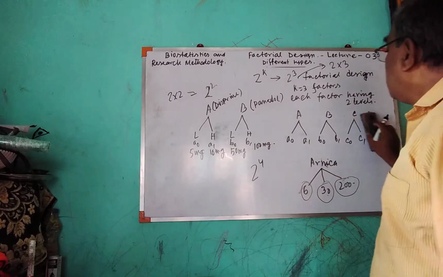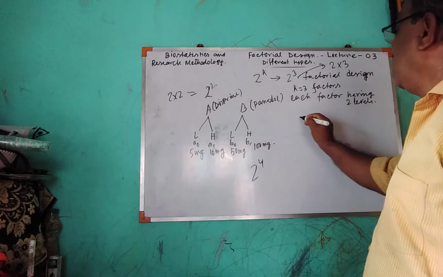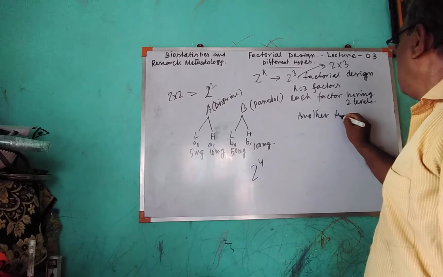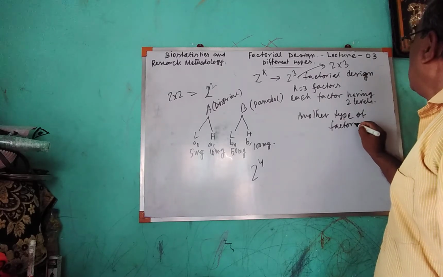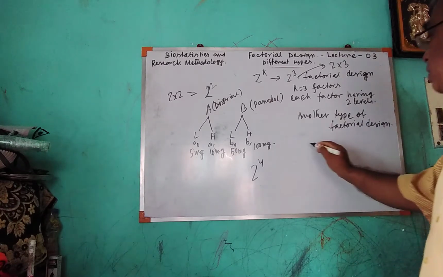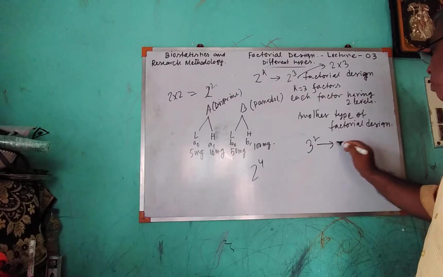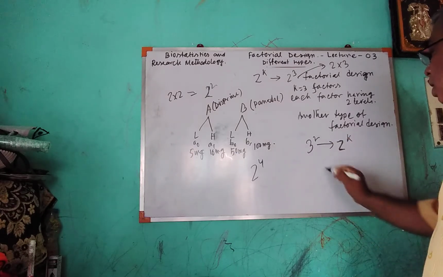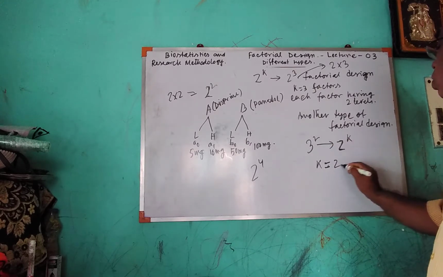So if I say a 3 square factorial design, another type of factorial design, comparing this with 2 to the power k, what is the value of k? Here k is equal to 2, so 2 factors.